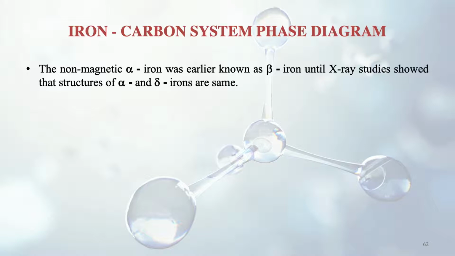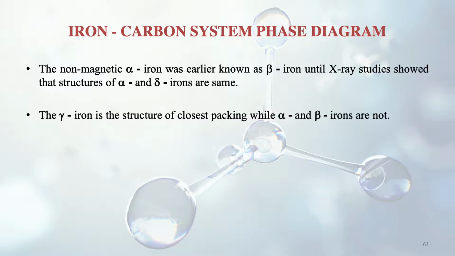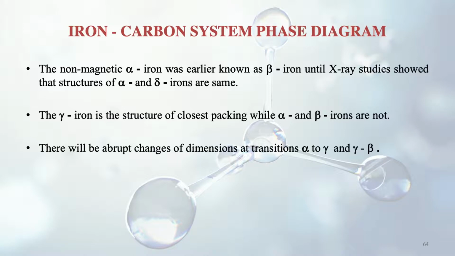But then X-ray studies were done and showed that the structures of alpha and delta are the same, so we cannot say that it is a separate beta iron. The gamma iron is the structure of closest packing, which is also known as austenite, which I will discuss in the further slides, while alpha and delta irons are not so close packed. There will be average changes of dimensions at transitions from alpha to gamma and gamma to delta because of the close and not so close packing.